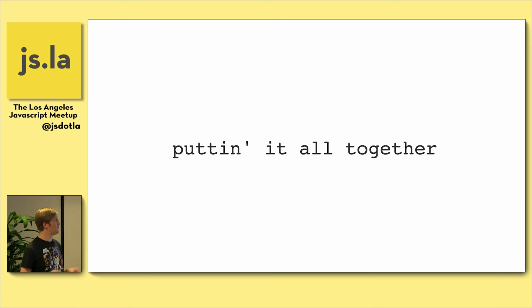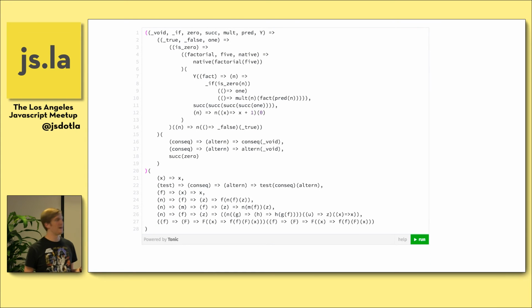Because we can put it all together. And so this you've seen before, like the is 0. But up here, we take a function called factorial. And so factorial is passed in, and it is defined as the Y combinator wrapping a function with a parameter factorial and a parameter n. And if n is 0, then return 1. Otherwise, multiply n by the factorial of n's predecessor, right?